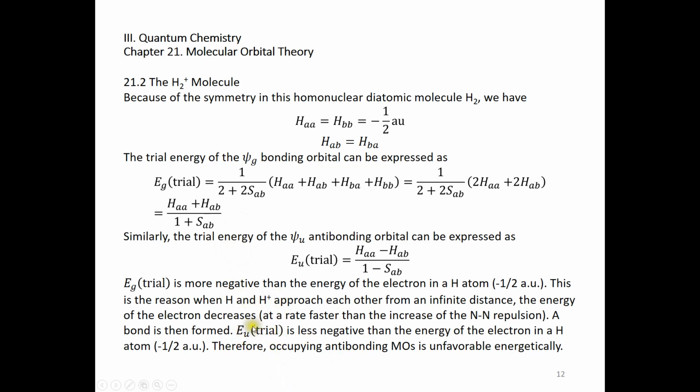Now let's look at this trial energy for the antibonding orbital. It's less negative than the energy of the electron in the hydrogen atom. So it's less negative than negative 1/2. That means if you put the electron in the antibonding orbital, well, it's unfavored energetically.